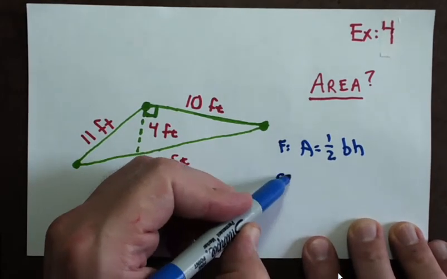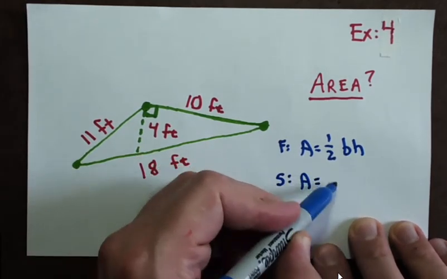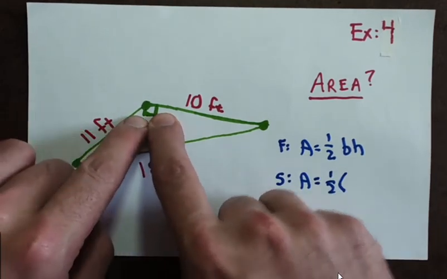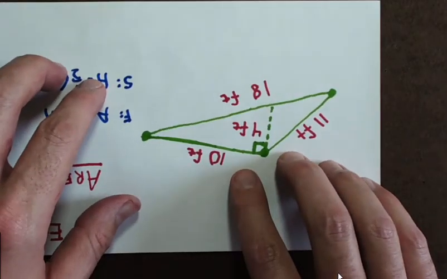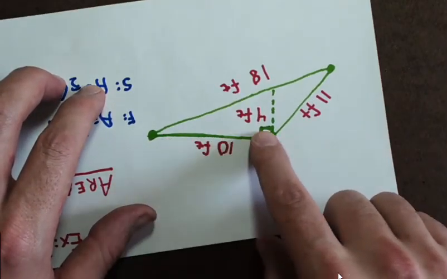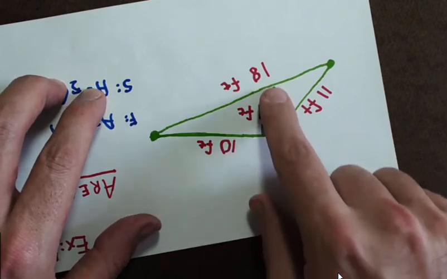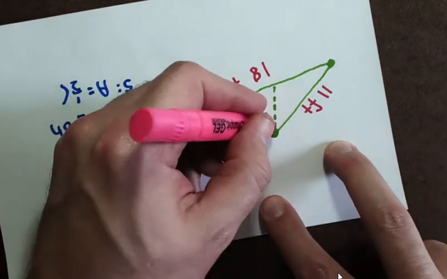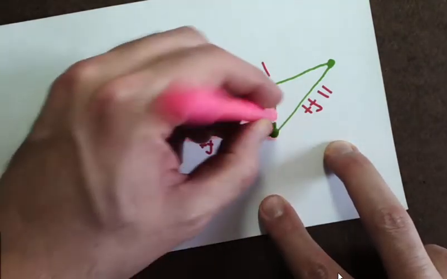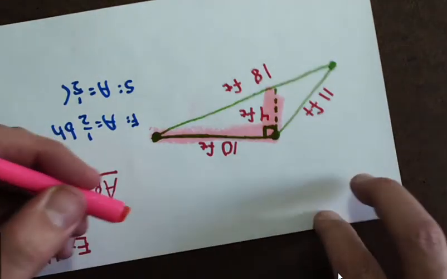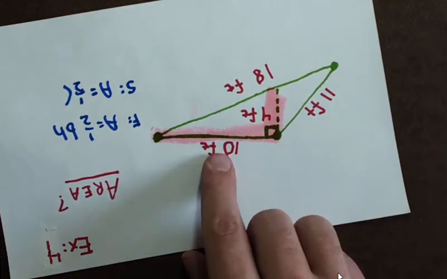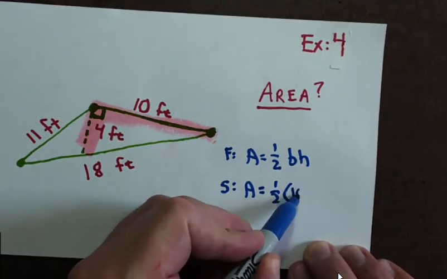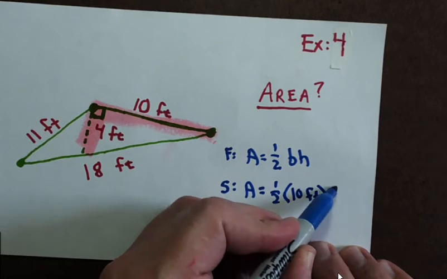We're going to substitute and solve. Our area equals 1/2 times. Okay, now here's our 90-degree box. I'm going to turn it around over here. That's my base right here, and here's my height right here. I'm going to highlight that. So remember, looking for that 90-degree box. Base. Height. It's our base and our height. So our base is 10, our height is 4. So 10 feet times 4 feet.